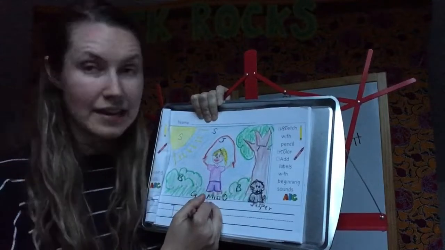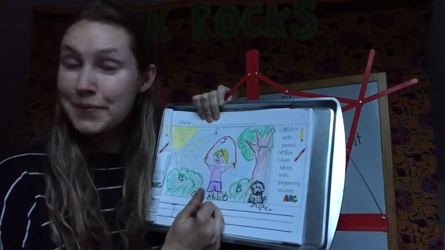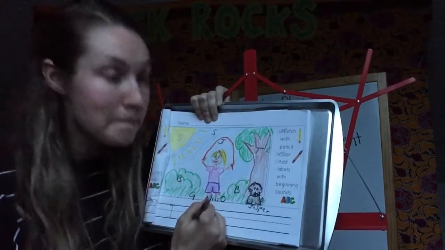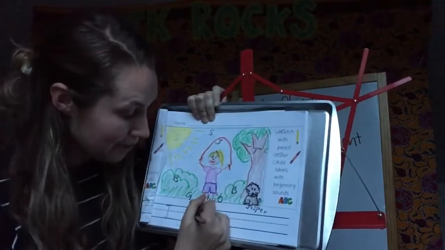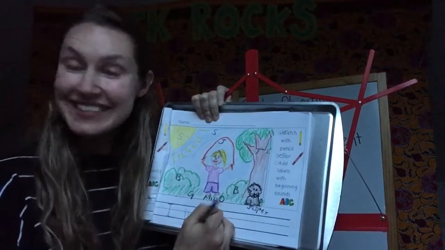Now let me sound out the next sound. J, letter U. Letter U says the sound. That's letter M. P, P. That's letter P.